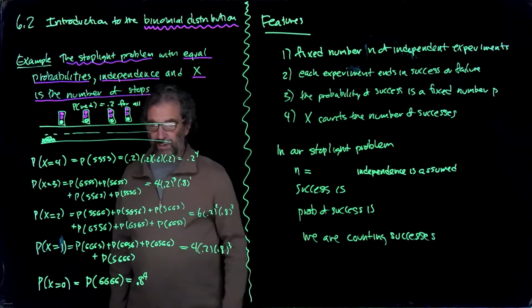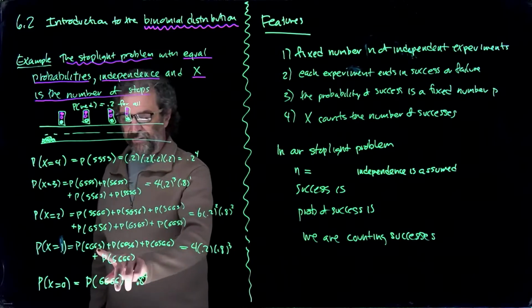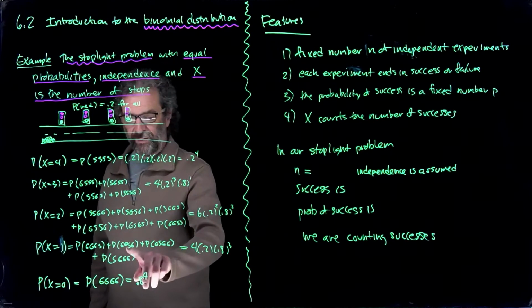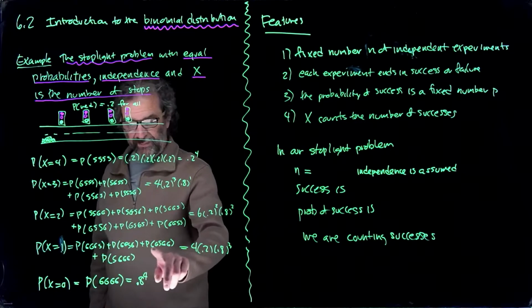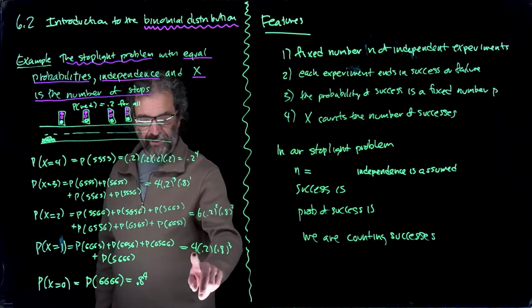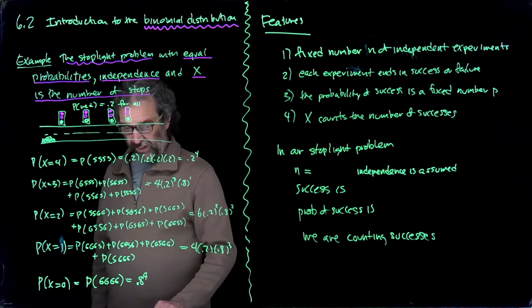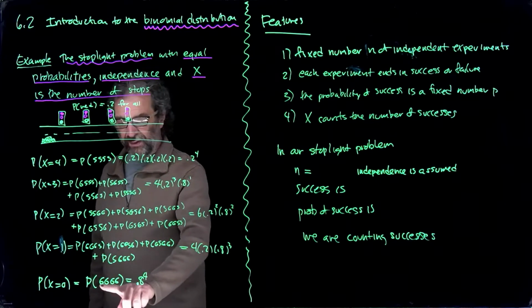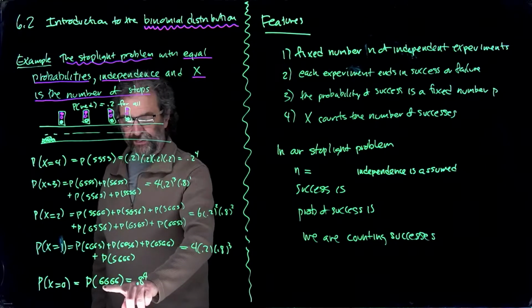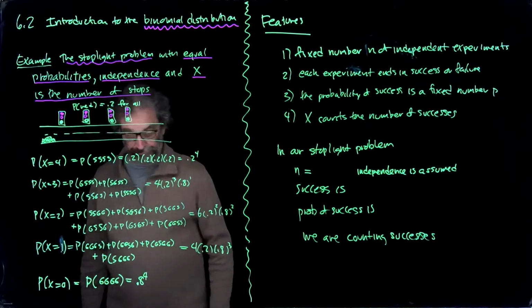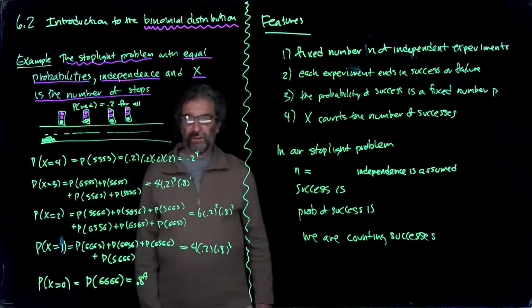And then for 1 stop, that's 1 stop spread around 4 lights. The rest of them are goes. So 3 goes, 1 stop. There's 4 ways to do that. Each one has 1 stop and 3 goes in it, so 4 times 0.2 times 0.8 cubed. And then here's the probability x is 0. 0 is all goes. No red lights. Chance of being able to go through is 0.8. 0.8 times 0.8 times 0.8 times 0.8 is 0.8 to the 4th. So that's how it looks.